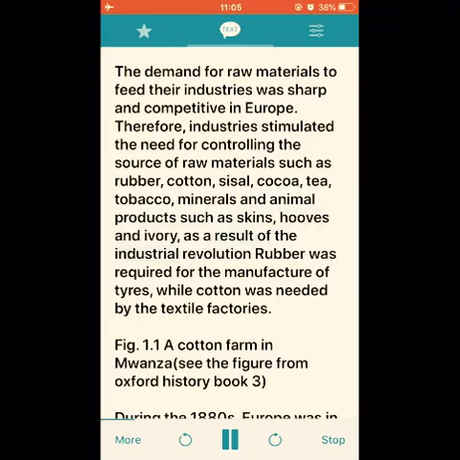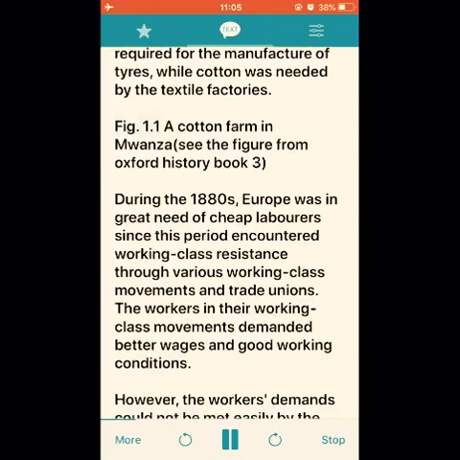As a result of the Industrial Revolution, rubber was required for the manufacture of tires, while cotton was needed by the textile factories. Figure 1.1a Cotton Farm in Mwanza. See the figure from Oxford History Book 3.